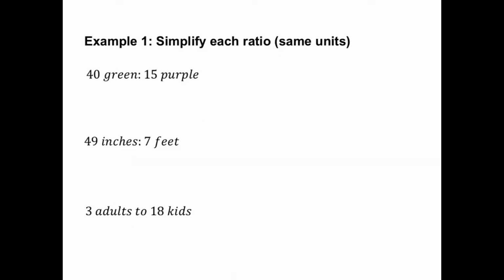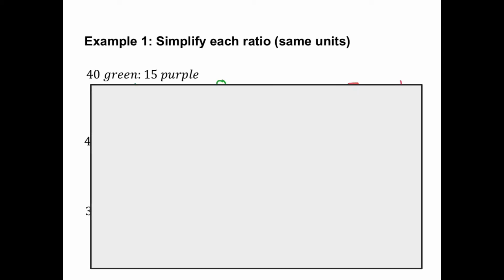Let's take a look at some examples where we're simplifying ratios. We just need to make sure that they have the same units. So let's take a look at 40 green to 15 purple. That could be anything. Maybe it's like mixing up icing, 40 green drops to 15 purple drops of food coloring, or mixing up paint. Either way, the ratio is 40 green to 15 purple. I mean, it could be Christmas lights. There's 40 green Christmas lights, and then there's 15 purple. Either way, they are the same unit because they're both colors.